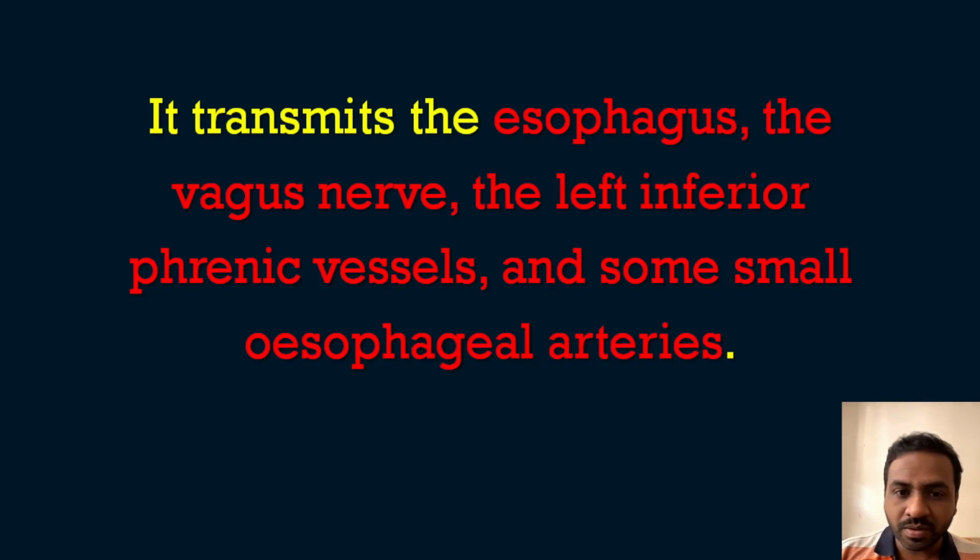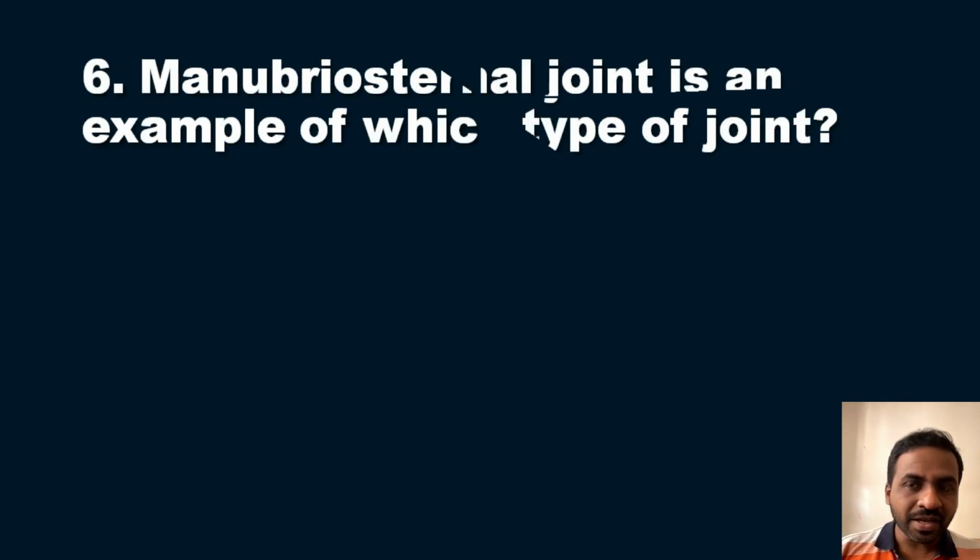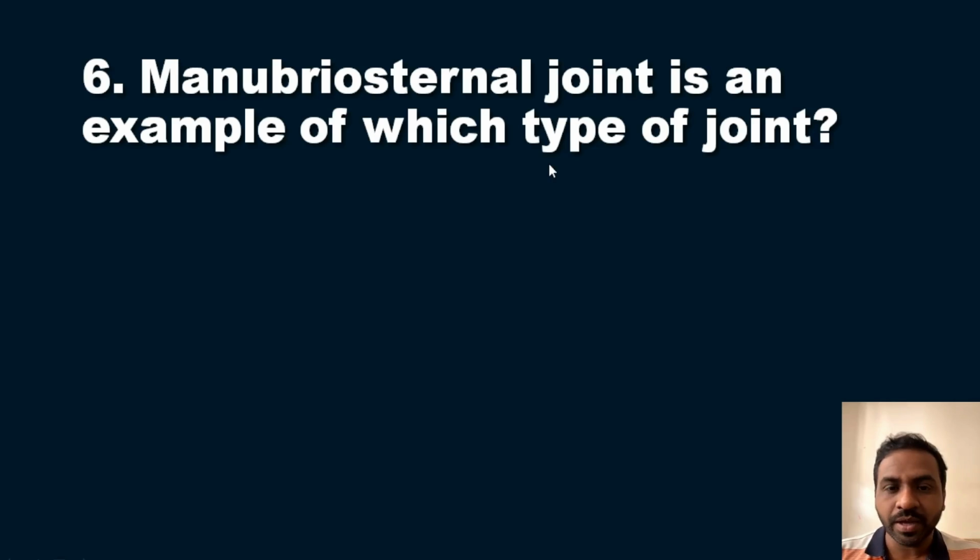Okay, so next, I think that also is clear for you. Now we will move on to the next question in our series. That is question number 6. The question is regarding the joint. Manubriosternal joint is an example of which type of joint?